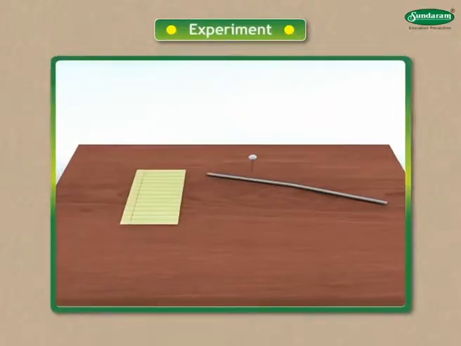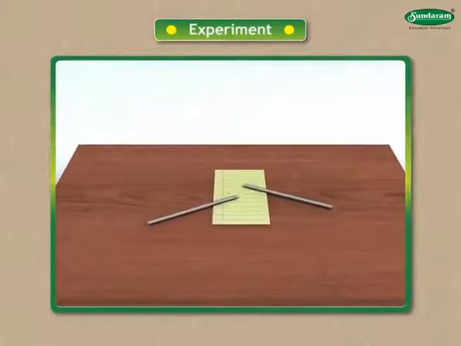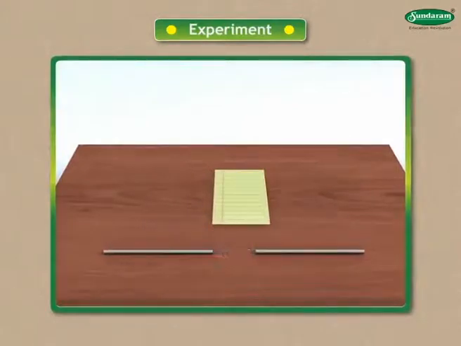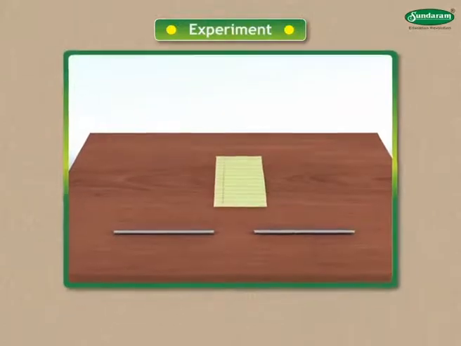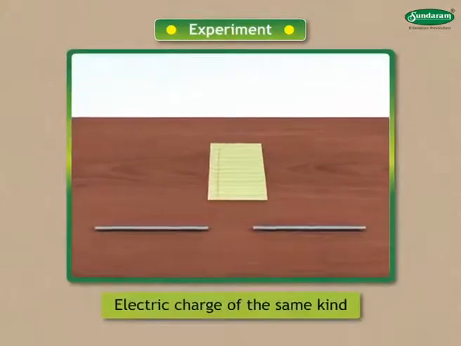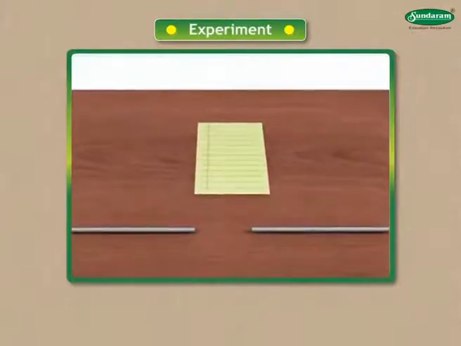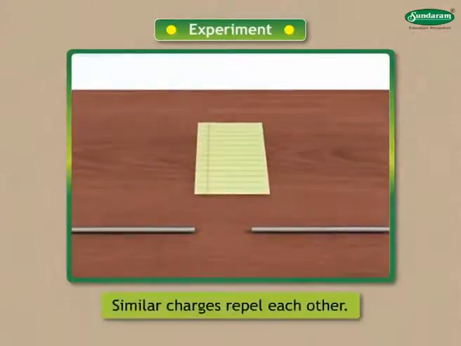Now, rub one end of both the tubes on paper and bring them near each other. The two ends move away from each other. What is the reason for this? As the material of the tubes was rubbed on the same substance, that is paper, electric charge of the same kind was developed on each. This shows that similar charges repel each other.